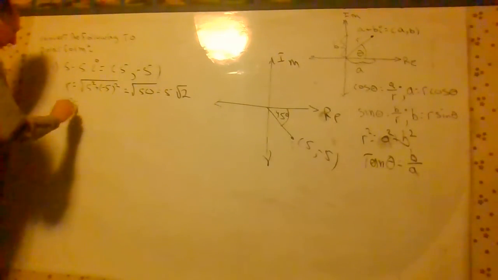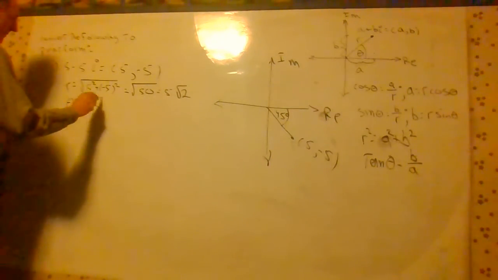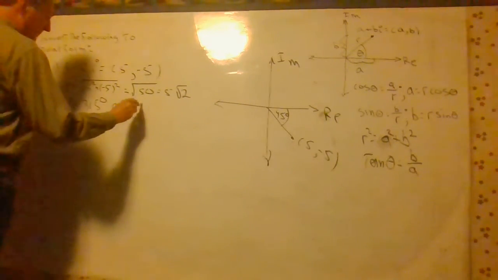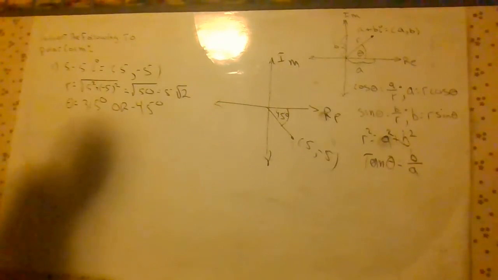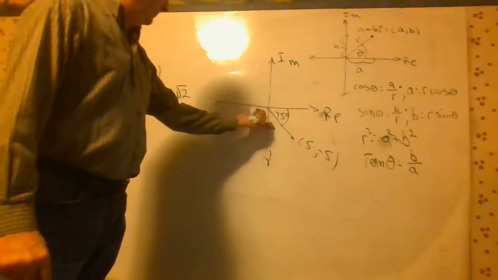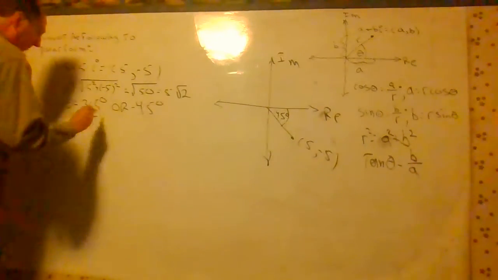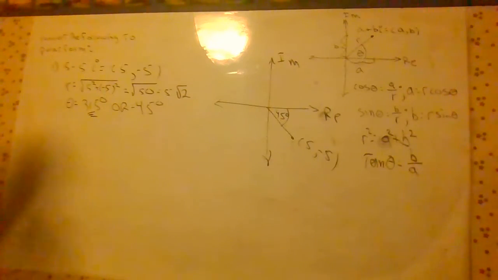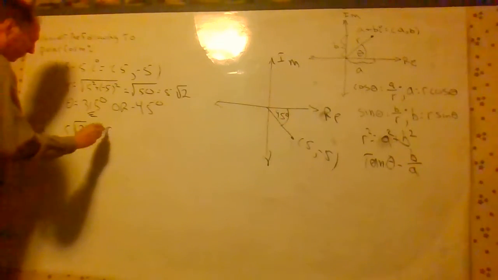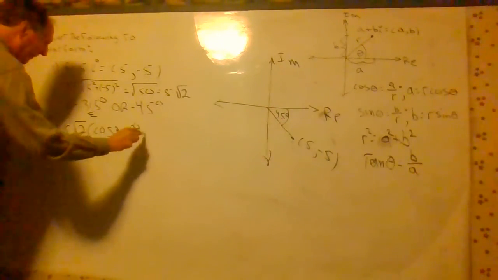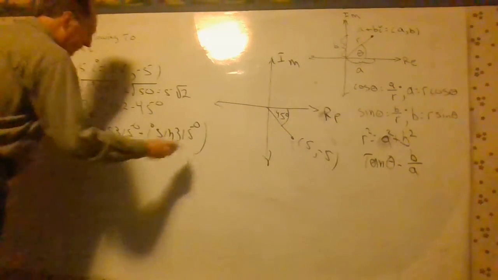And theta is going to be, we really have 2 choices here. 315 degrees or -45 degrees. Take your pick, doesn't matter. You can follow the positive convention or the negative convention, either one. I'll stick with the positive for no particular reason. And so we have 5 radical 2 times cosine 315 plus i sine 315.